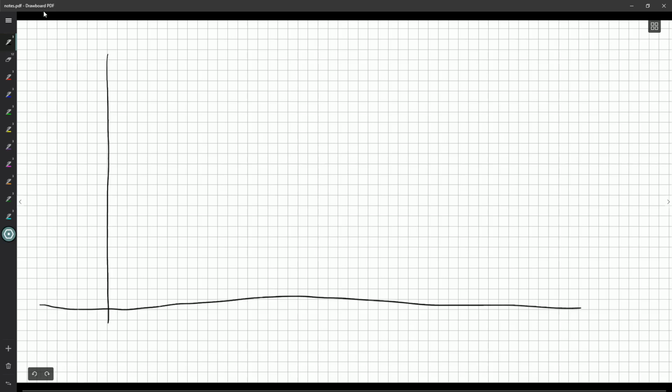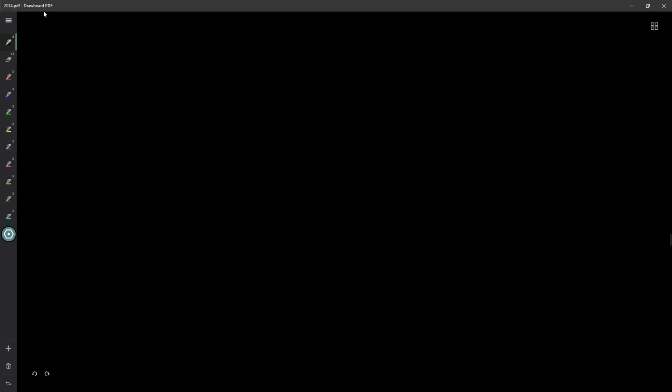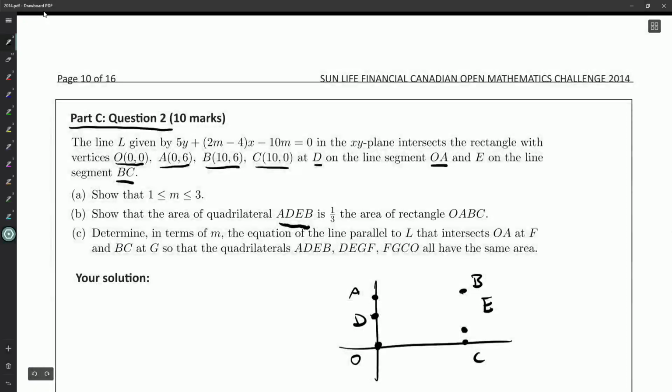Alright, that's good enough, I guess. So O is here, we'll put A up here. B is over here. C is here. Now our line comes in something like this. D is here, E is here. And they want ADEB.